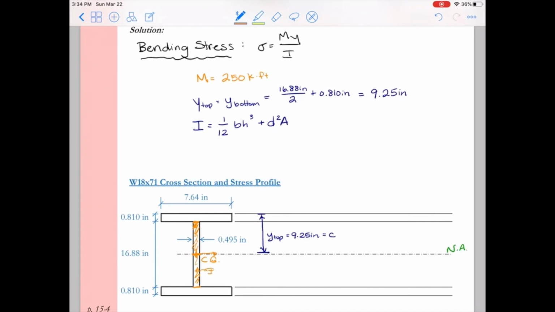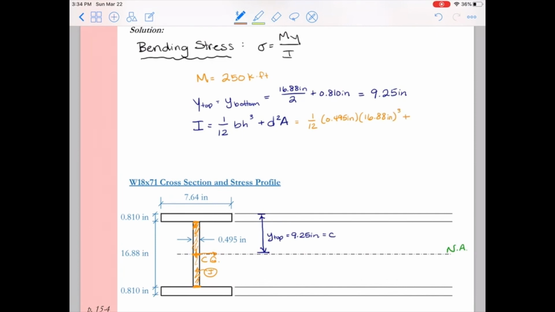All right, so now I need to get the contribution of shape 1 to my moment of inertia. So I have the 1/12 base times height cubed term. Now my base is going to be the thickness of this piece. The base is always parallel to the axis of interest. So I'm interested in the moment of inertia about the neutral axis, so I need to take the base that's parallel to that, which is 0.495 inches.